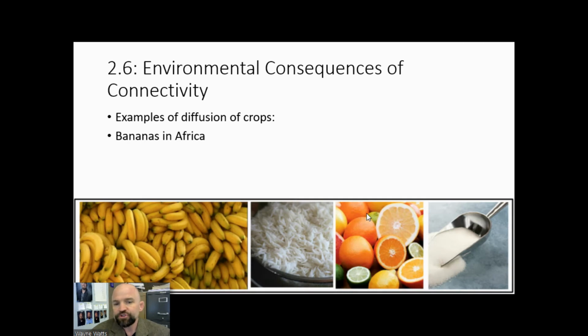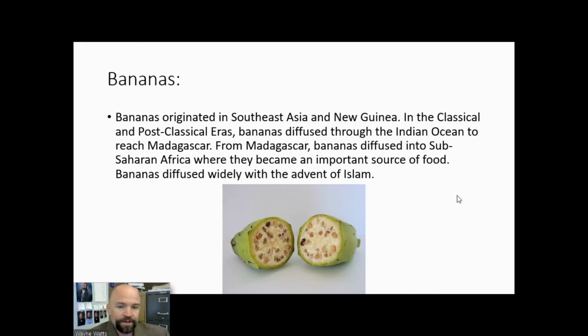But diffusion of foods is going to mean that people have access to more calories. And so that's going to raise human demographics in different places. One really good example is bananas. Bananas in this time period spread into Africa.